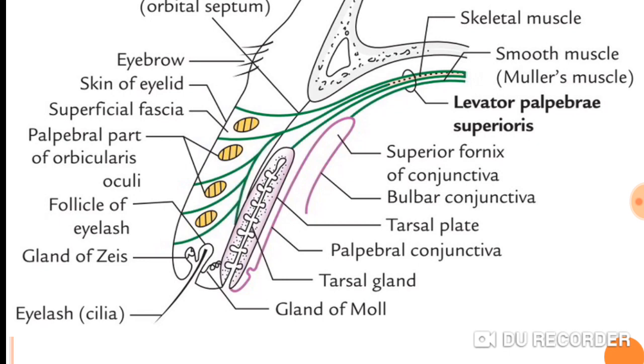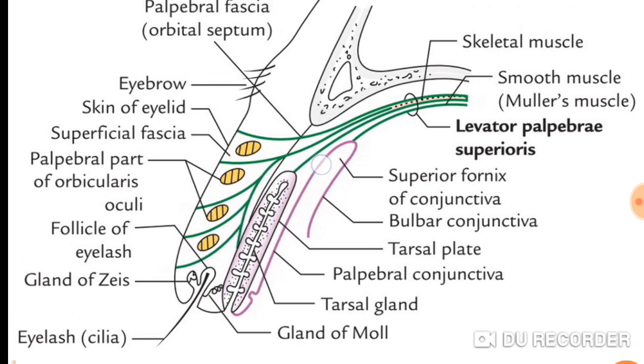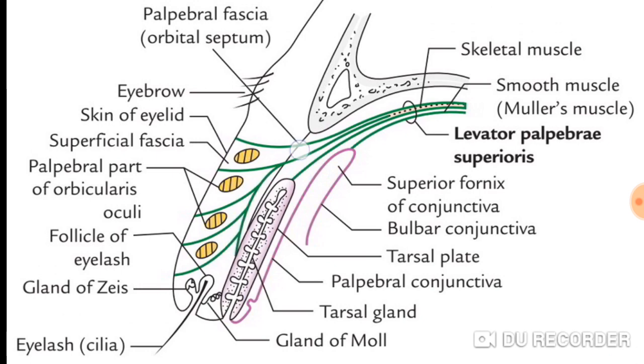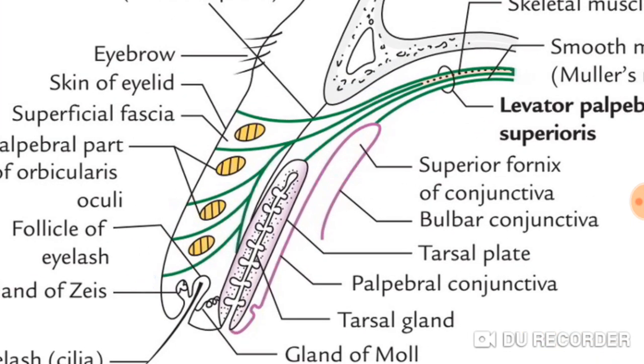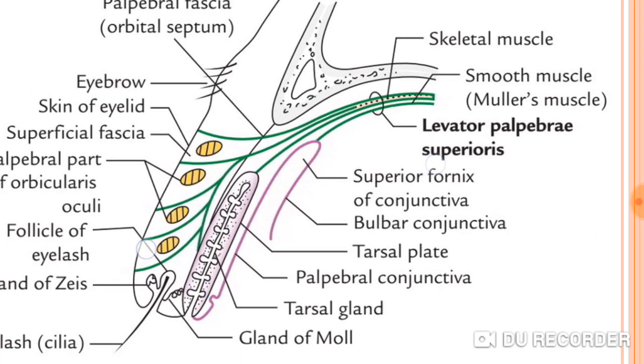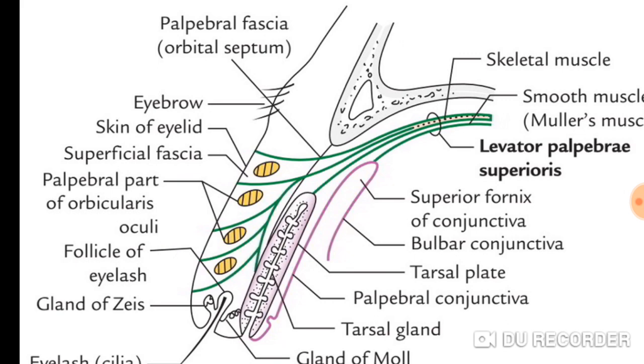Then you have the tarsal plate, you can see here. Now the tarsal plate is connected to the bony margin of the orbit by the orbital fascia, or the palpebral fascia, or the orbital septum. You can see this line extending from the margin of the frontal bone of the orbit, connecting to the tarsal plate. Okay, now just deep to the tarsal plate, you have the conjunctiva.